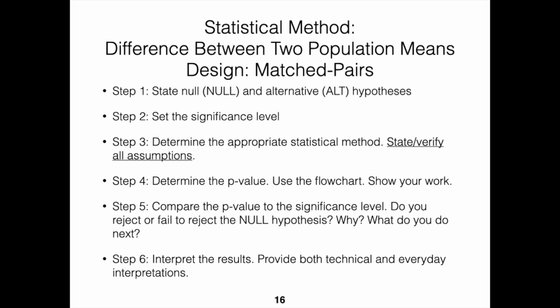So in order to do this, we conduct a test of hypotheses. And again, here we've got our 6 steps. These are the same 6 steps we've been seeing all semester. Step 1, we state our null and our alternative hypotheses. Step 2, we set the significance level. Step 3, we determine the appropriate statistical method and then state and verify all the assumptions. Step 4, we determine the p-value. We use the flow chart. You show your work. Step 5, we compare the p-value to the significance level. Do you reject or fail to reject the null hypothesis? Why? What do you do next? And then step 6, we interpret our results.